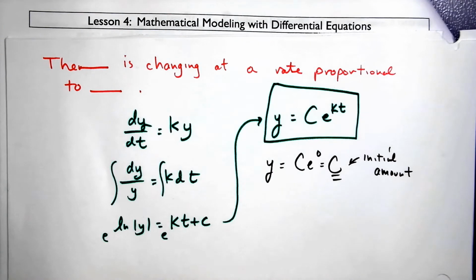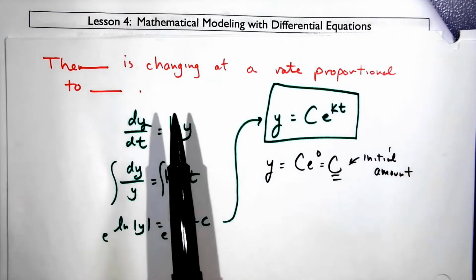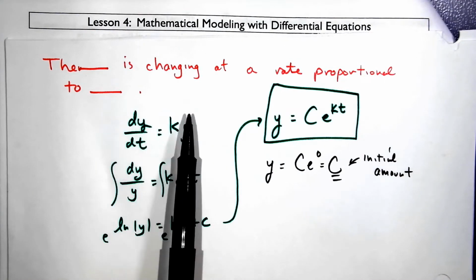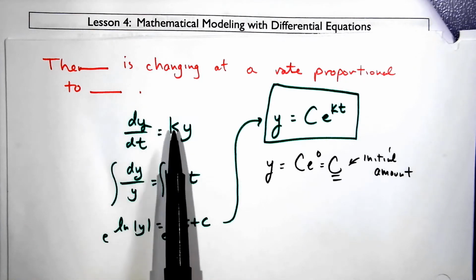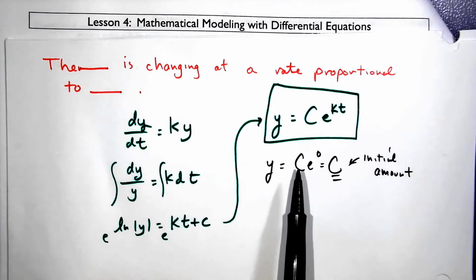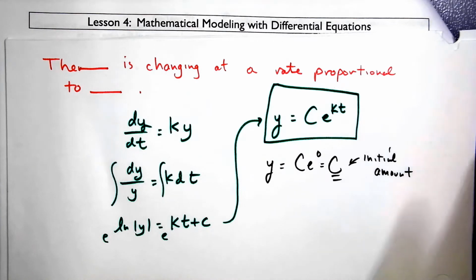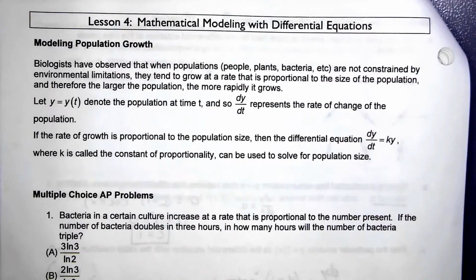So whenever you get a differential equation or a modeling situation that's talking about something being proportional to itself, the rate of change being proportional to its amount, this is the solution with an initial amount of c. So let's use this on some AP style problems now.